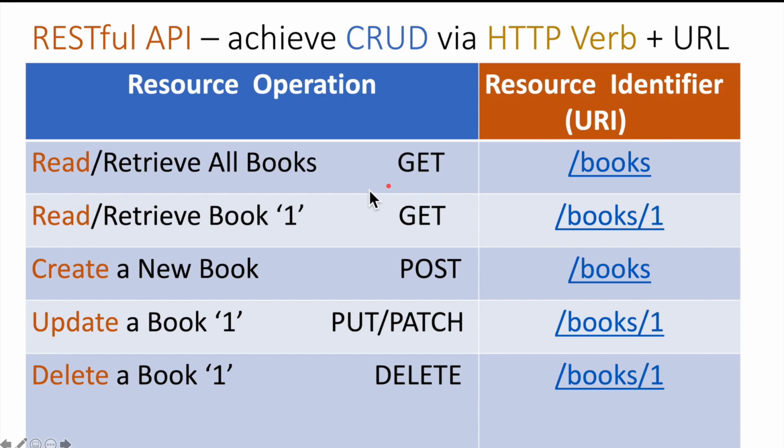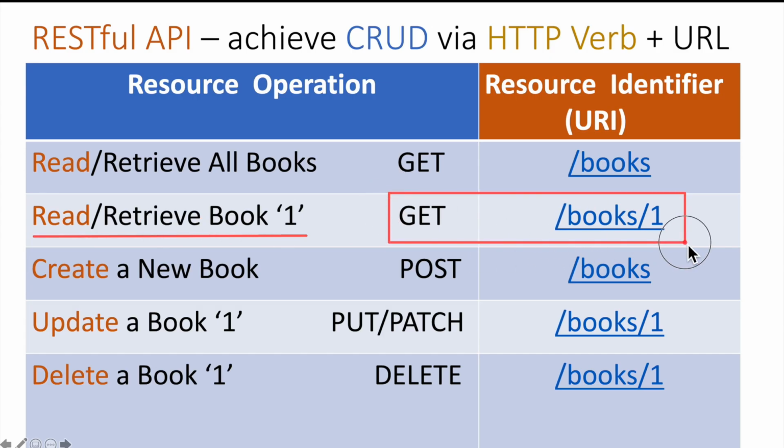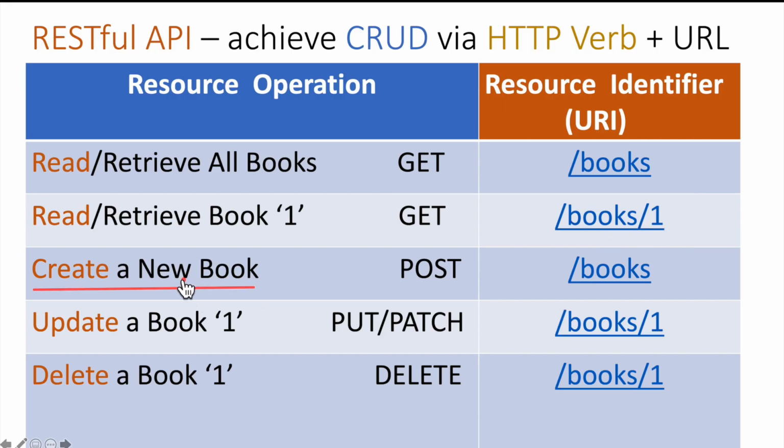We can summarize our discussion up to this point by using this table over here. This column lists the resource operations, and this column lists the resource identifiers, in our case URLs. So to read or retrieve all books, we need to use the get HTTP method against the URL /books. And to read or retrieve a book with ID 1, we have to use the get HTTP method against the URL /books/1. And to create a new book record, we have to use the post HTTP method against the URL /books.